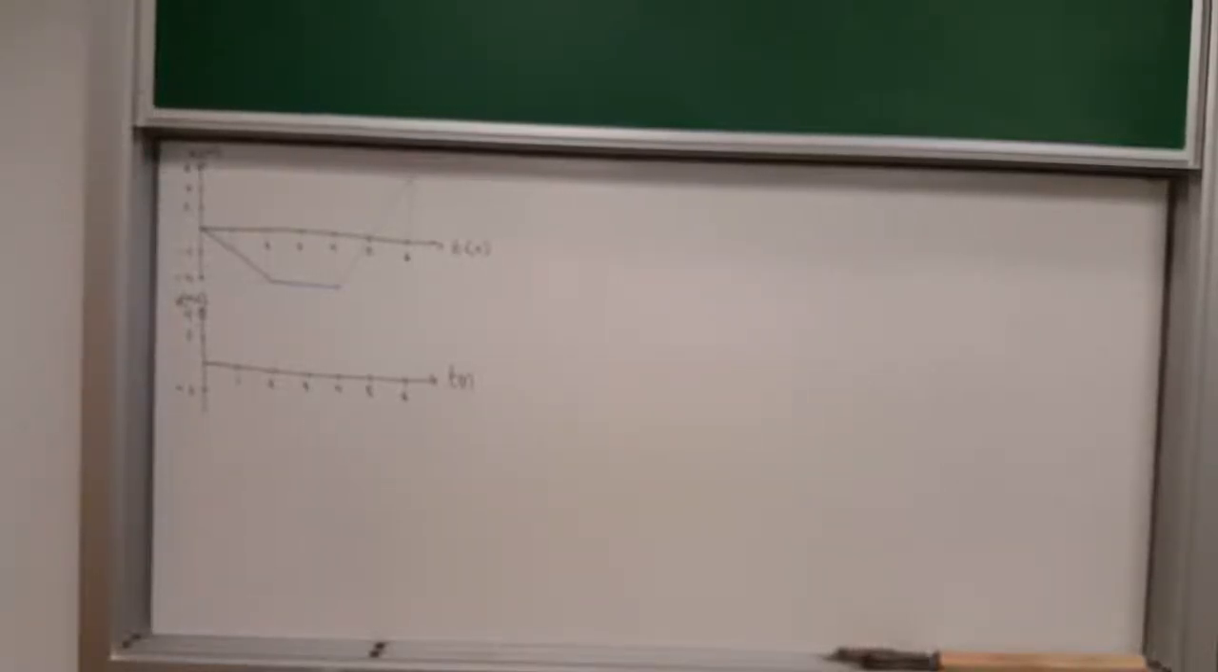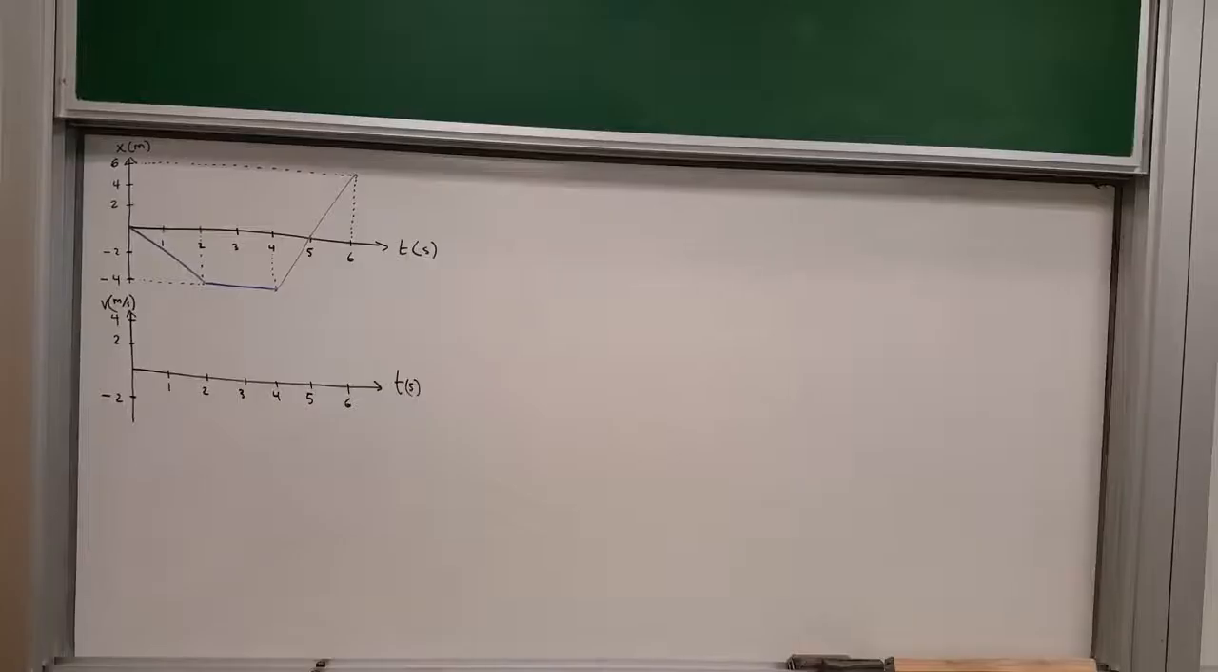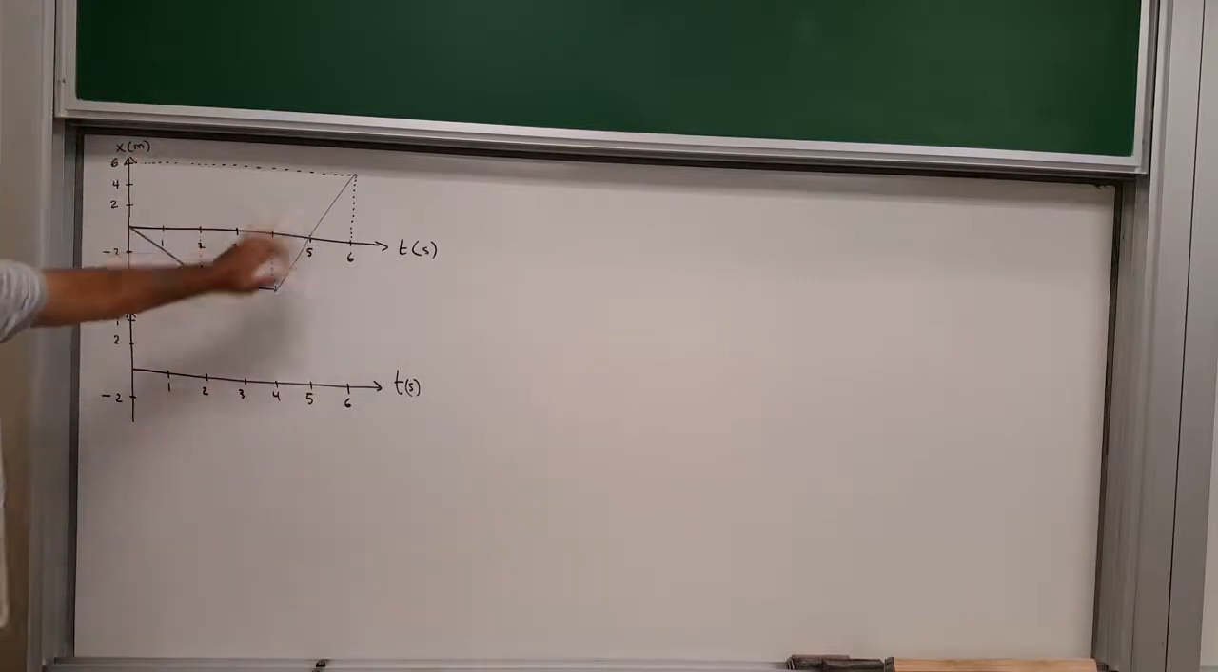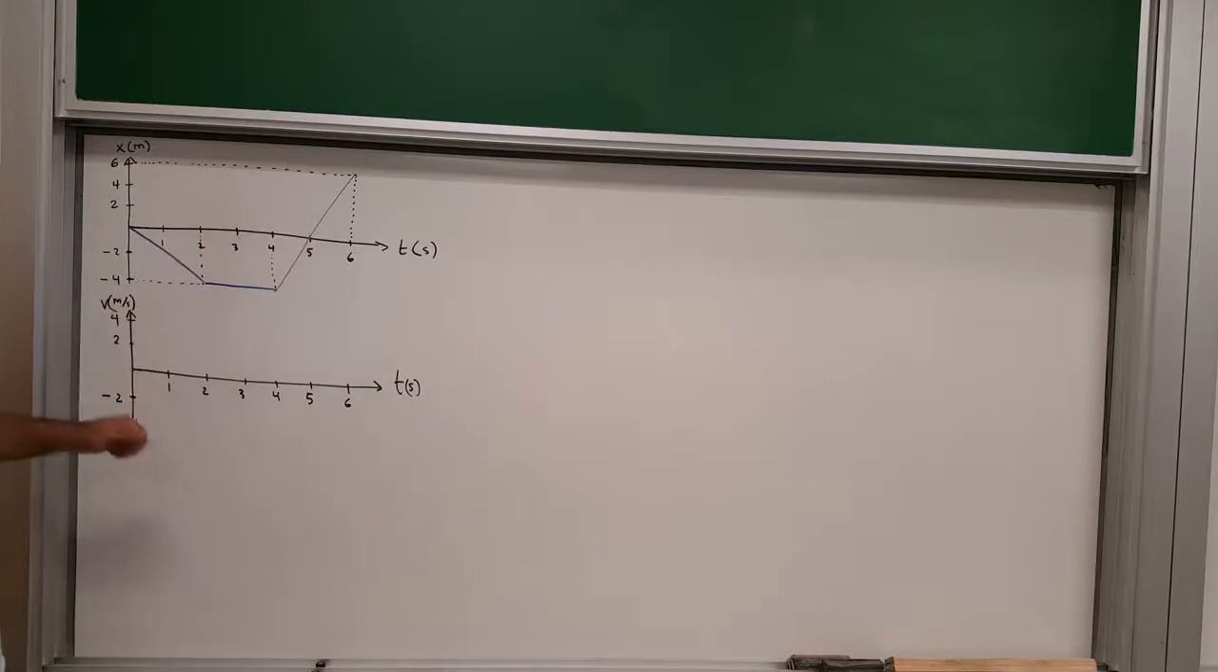Okay, welcome back. We're going to continue along the lines with Chapter 2, Position, Velocity, and Acceleration. Okay, so we have here a graph of position versus time, x versus t. X is in meters and the time is in seconds. And we would like to use this graph of position versus time to plot a graph for the velocity versus time. So how are we going to plot it?